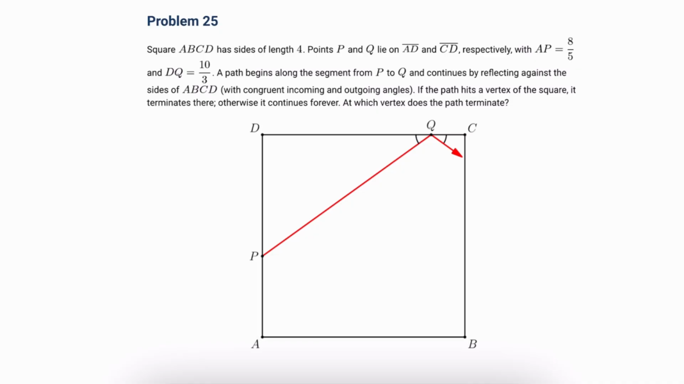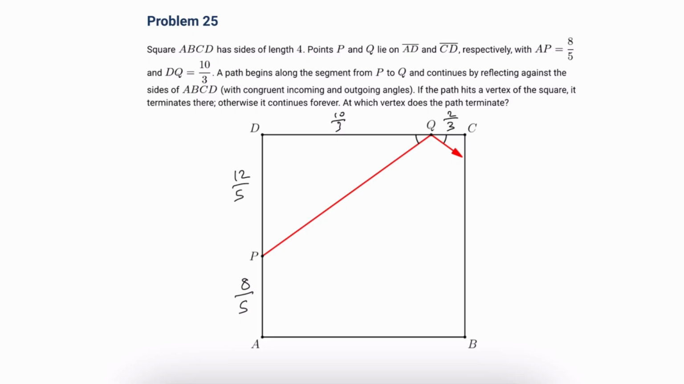So AP is 8 over 5, DQ is 10 over 3. So that means DP is 12 over 5 and QC is 2 over 3. And so we have that a path starts from P and goes to Q, and then it continues by reflecting across each edge it hits.